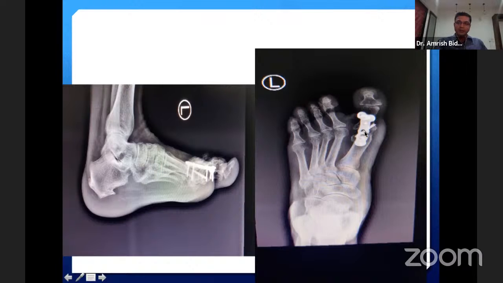I also like to put a screw across the joint like this to compress it. Okay. And as you can see here, I don't know if you can see, the toe is not completely on the same plane as this one. It's sitting up a little bit.